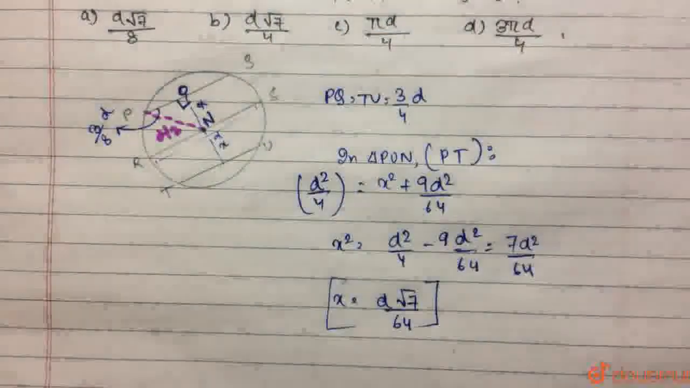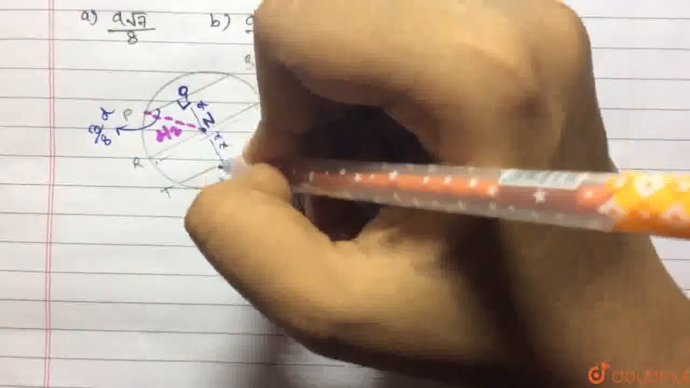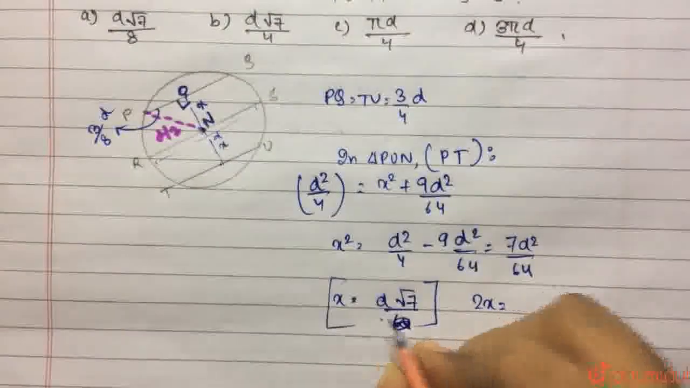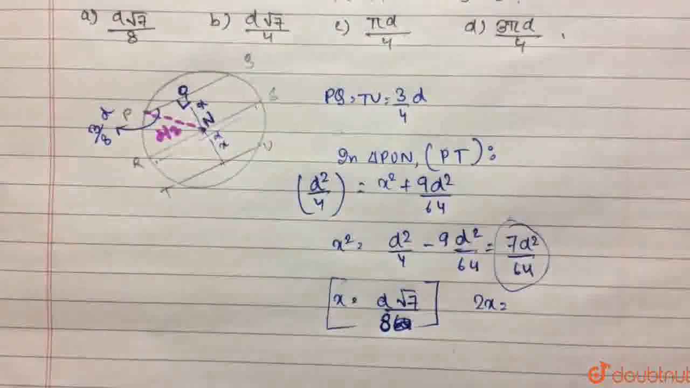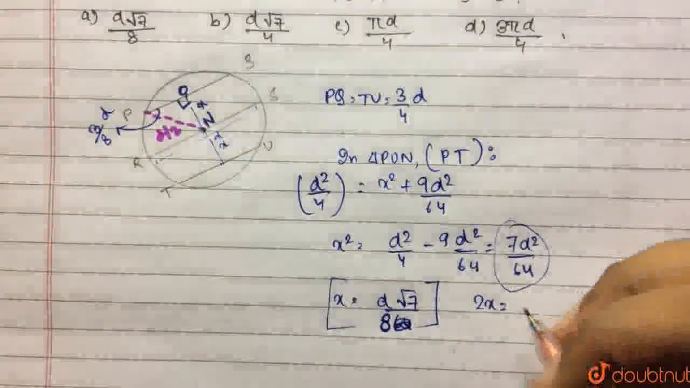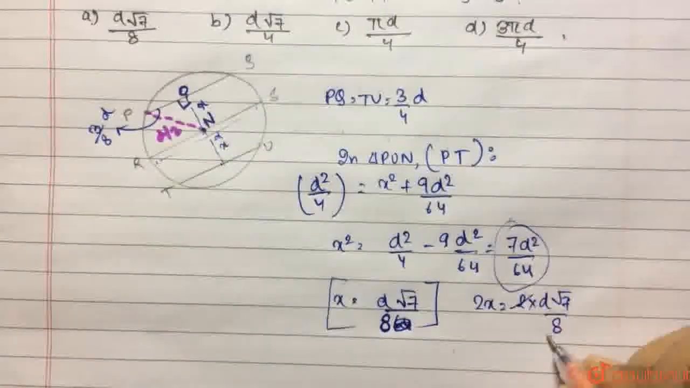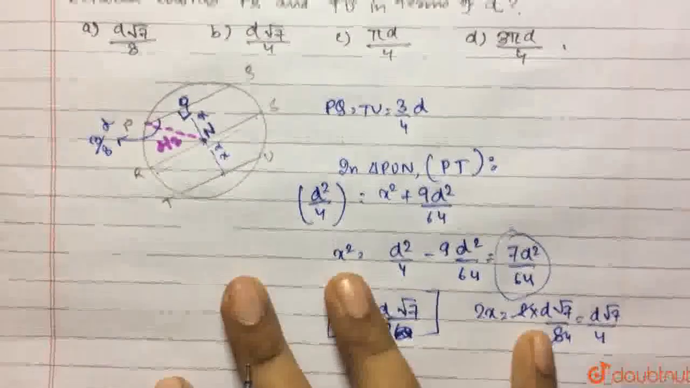Just like I said, equal chords will be equidistant. So if the distance between the center and one chord is x, then the distance between the center and the other chord will also be x, and the distance between the two chords will be 2x, okay. So x is the square root of 7D square by 64, and the square root of 64 is 8, okay. So x is D√7 by 8. So 2x will be 2 into D√7 by 8, which is D√7 by 4, okay. So the answer to this particular question is D√7 by 4, which is option B.